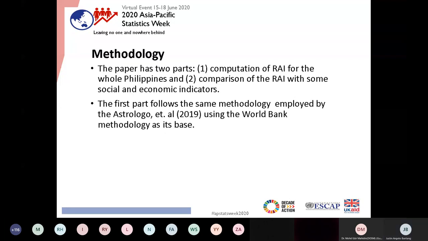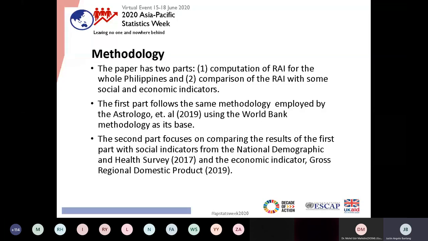So the whole computation of the RAI is divided into three parts: the computation of the rural population on the particular administrative region, the computation of the population living within 2 kilometers of an all-season road, and then the computation of the RAI by dividing the population living within 2 kilometers and the population living in the rural areas. The second part focuses on comparing the results of the first part with the social indicators from the National Demographic and Health Survey in 2017 and the economic indicator Gross Regional Domestic Product.